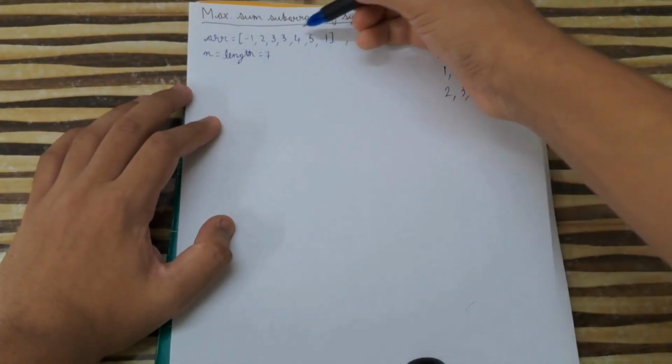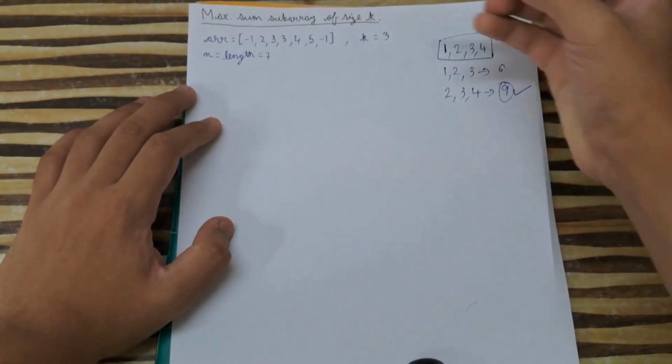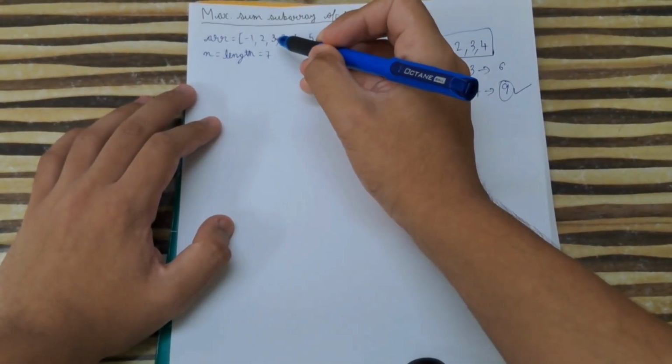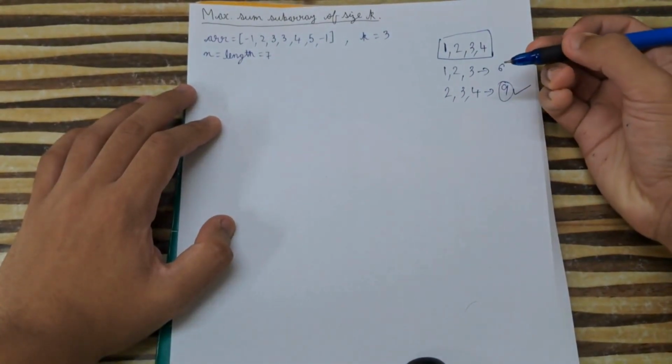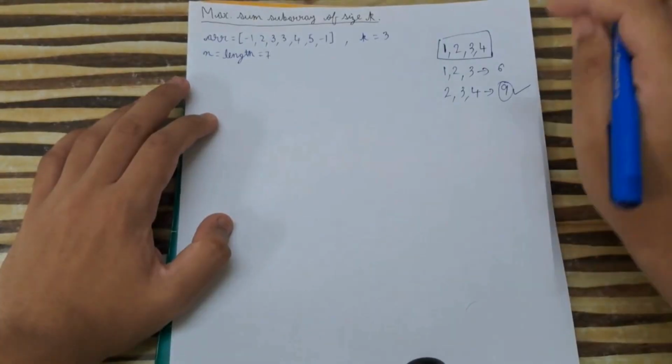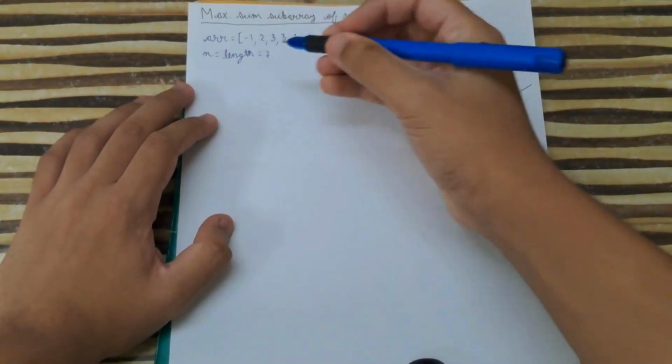So we will be using this particular array in the question, and k equals 3. We have to use only 3 elements in a subarray. K can depend according to the question. It can also be 5, 4, anything. The array and k would be given to you in the question. N is the length of the array.